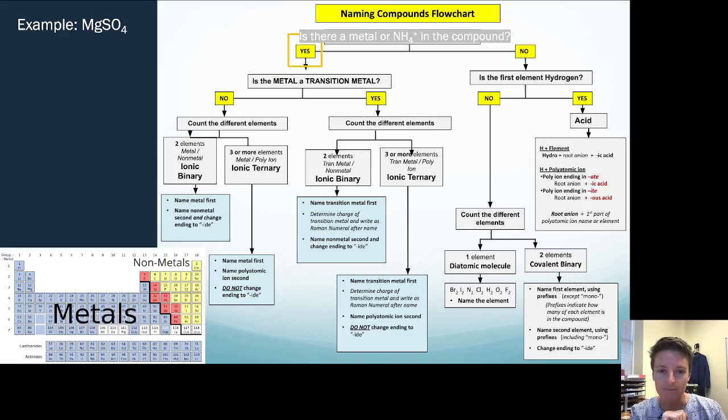All right, first step, do I see a metal in the compound? Absolutely. Magnesium, element 12, is a metal. Is the metal a transition metal? No, not in this case. However, I see that I have 3 or more elements showing up. And so what I'm going to need to do is name the metal first, followed by the polyatomic ion second. And in this case, I'm not going to change the ending to "ide." I'm just going to name what that polyatomic ion is.